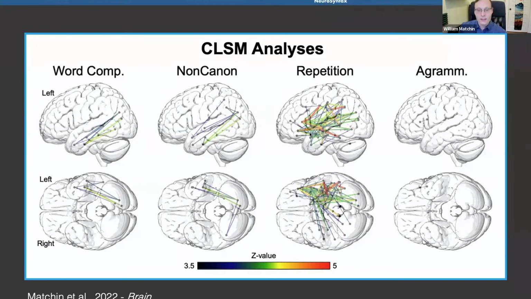For repetition, you get everything, which is not terribly surprising, given damage to white matter tracts here. And for expressive agrammatism, we get a significant disconnection basically within Broca's area, which is sort of replicating the lesion result here. The disconnection within that frontal cortex is also explanatory of deficits, which would make sense.